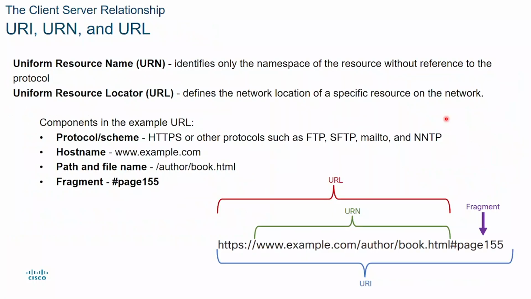So there's something called the URN. URN stands for Uniform Resource Name. It identifies only the namespace of the resource without reference to the protocol. For example, www.google.com/author/book, and say example.com/book.html. This is a URN.